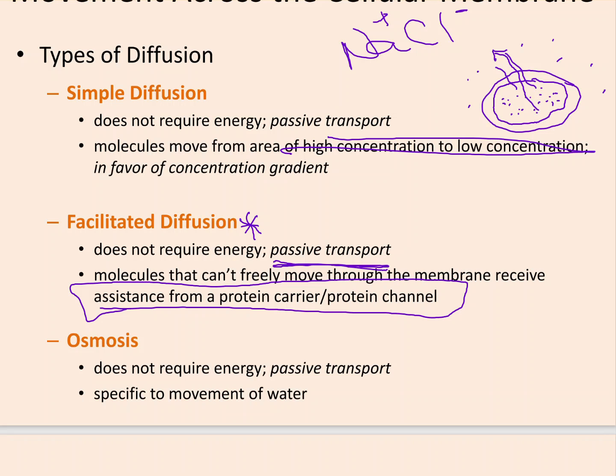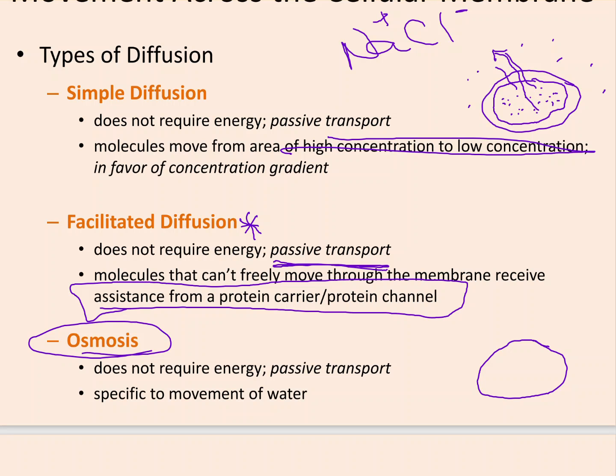And then we're going to look at the third type of passive transport, which is called osmosis. This is specific to water movement to be able to reduce the amount of solutes in or outside of a membrane, in this case, in or out of the cell. So in the case of osmosis, you're going to have movement of water through the plasma membrane when it needs to reduce the amount of solutes that can't easily pass through the membrane.